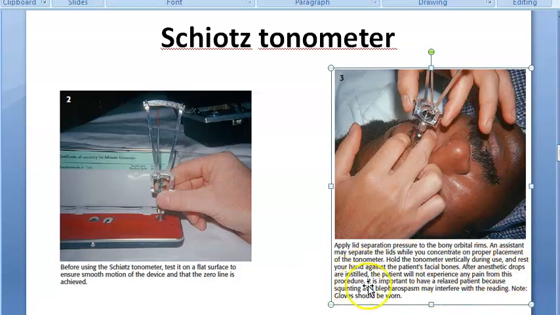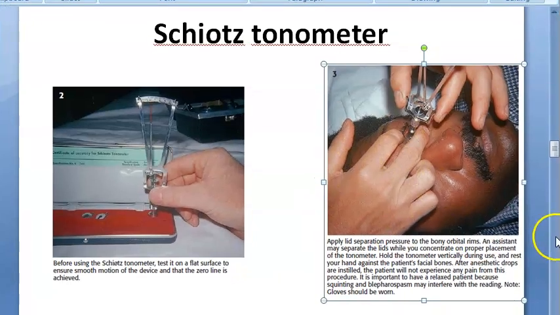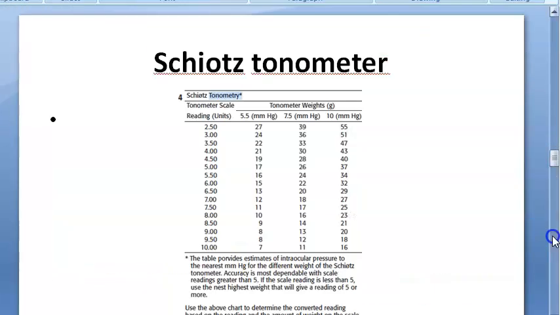After anesthetic drops are instilled, the patient will not experience any pain from this procedure. So you have to give anesthetic drops here before doing this. It's important to have a relaxed patient because squinting and blepharospasm may interfere with the reading. Gloves should be worn, which they have not worn here. So you have to do this procedure under an anesthetic. I'm thinking local anesthetic, right?